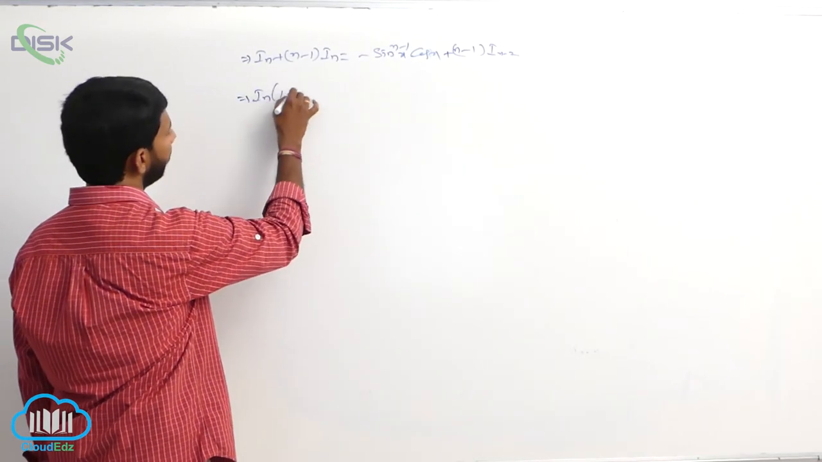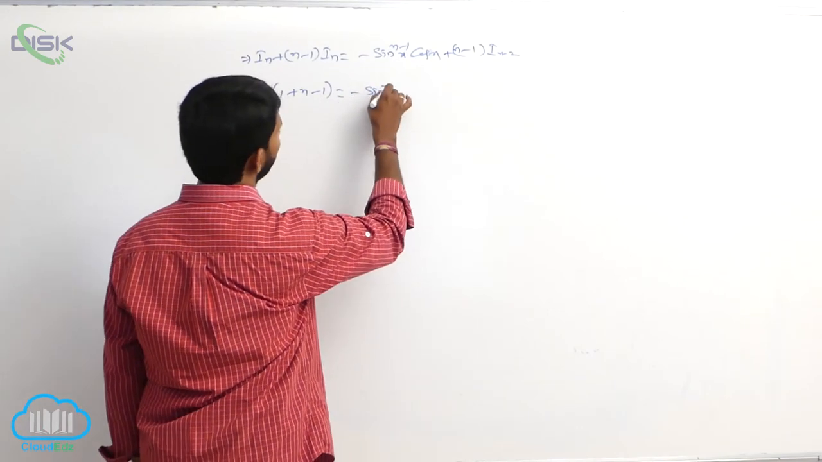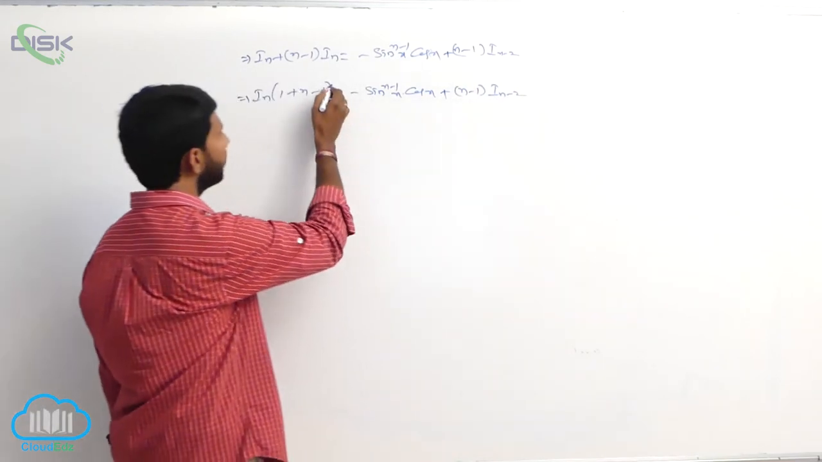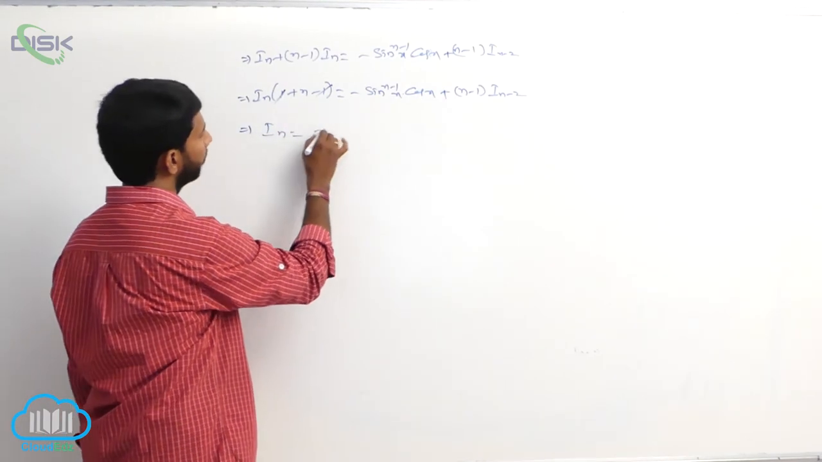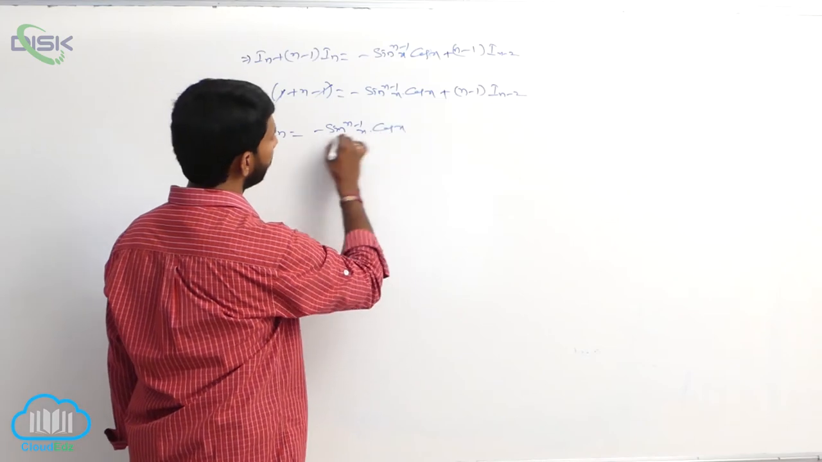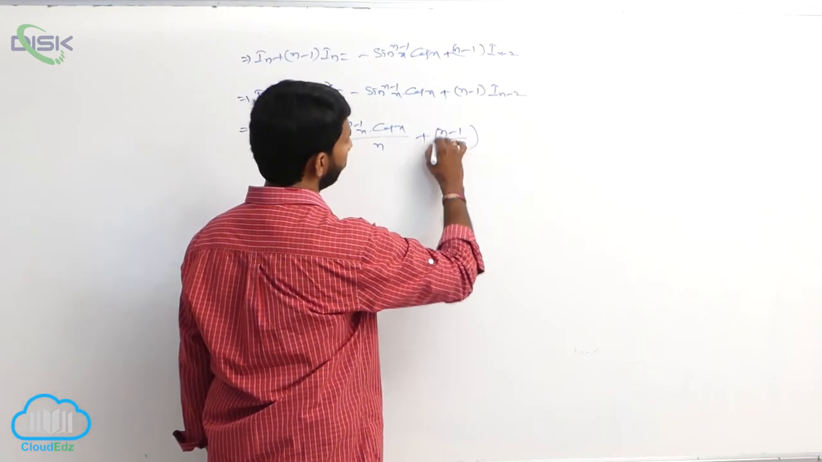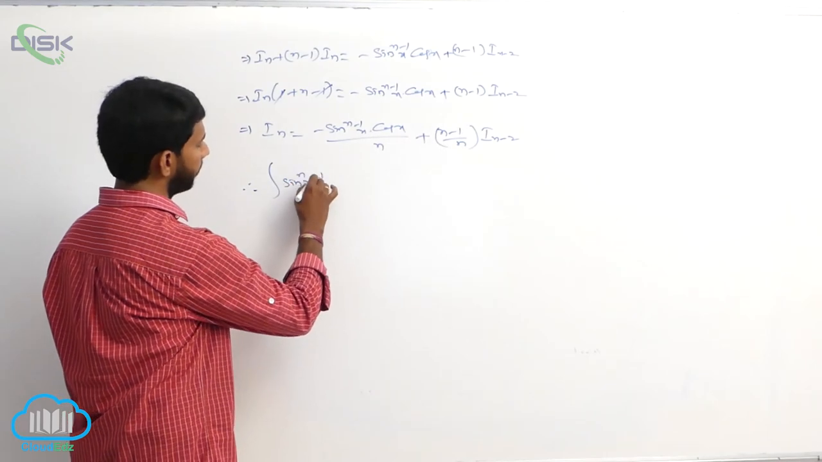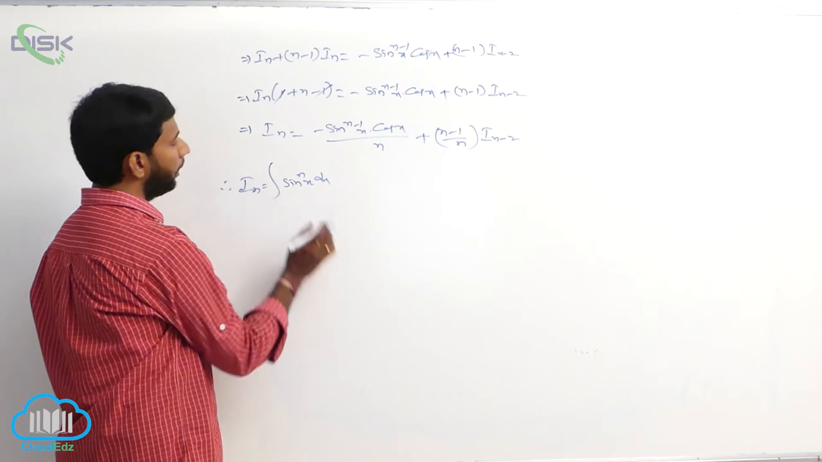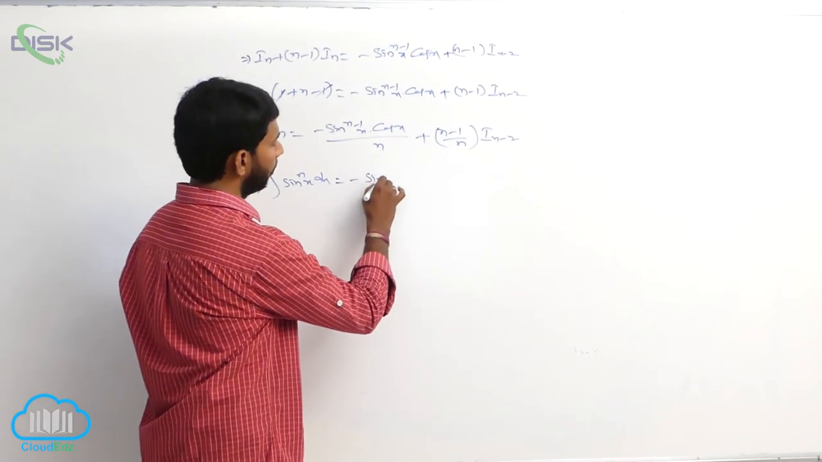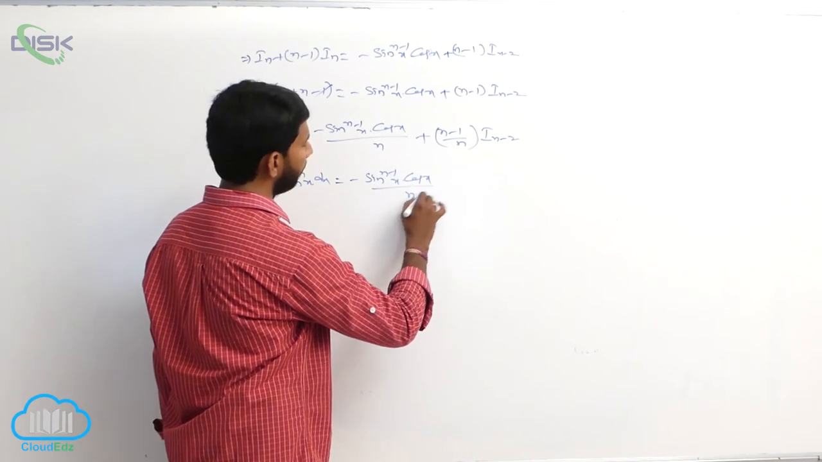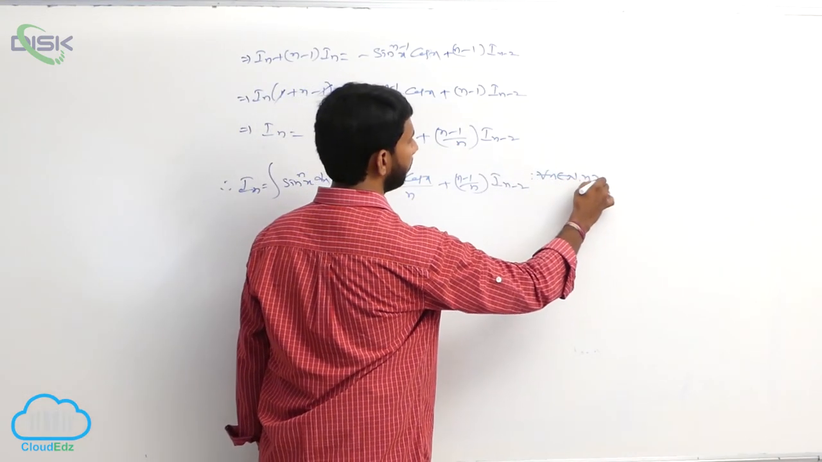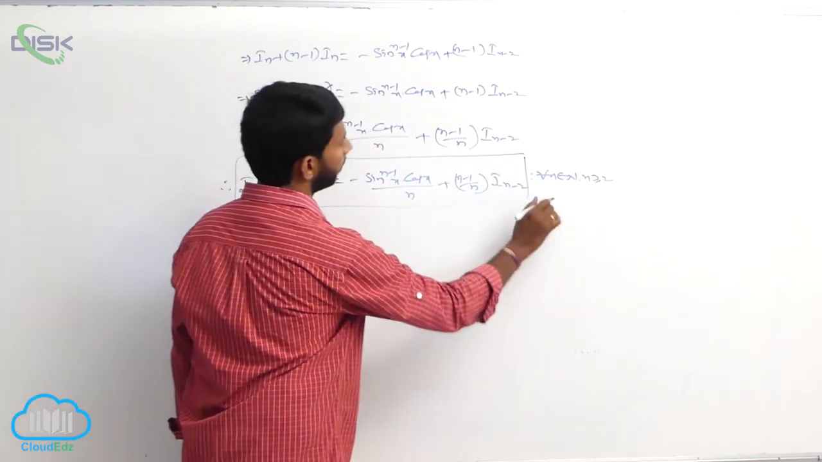On the left side, I_n is common, so it is 1 plus n minus 1, which is equal to minus sin^(n-1)x cos x plus (n-1) times I_(n-2). Here minus 1 plus 1 cancelled. I_n is equal to minus sin^(n-1)x cos x by n plus (n-1) by n times I_(n-2). Therefore, the integral of sin^n x dx is equal to minus sin^(n-1)x cos x by n plus (n-1) by n times I_(n-2), for all n belongs to N, and n must be greater than or equal to 2.